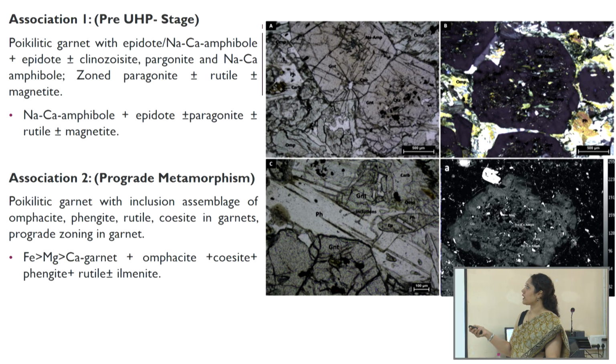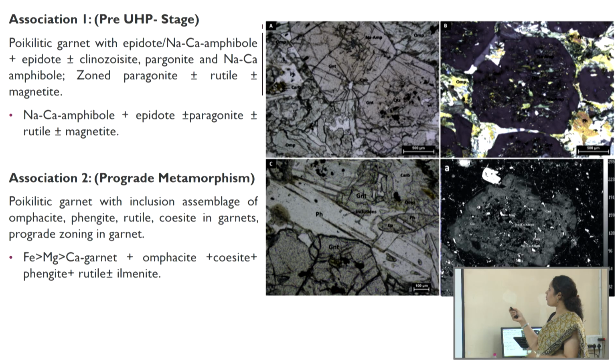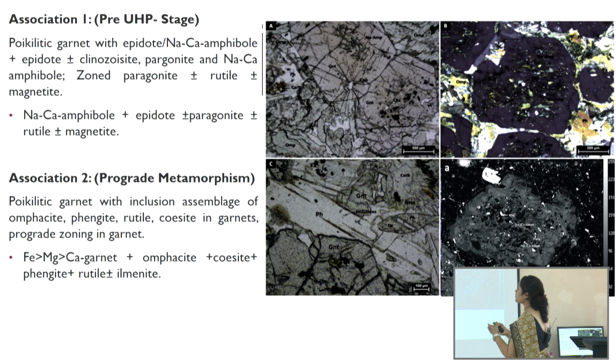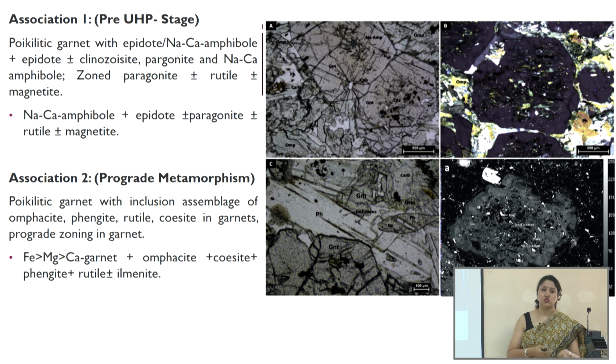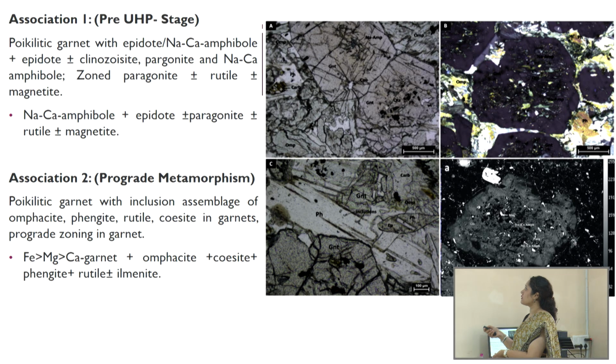All these minerals, like the sodic amphibole, the epidote, the clinozoisite, typically represent the pre-UHP stage. Another thing that we caught was the zoning. The garnets are intensely zoned. At lower pressures or lower temperatures, they are most calcium rich, and as subduction increases, they become more Mg rich. So this association was established, and confirmed with previous reports.